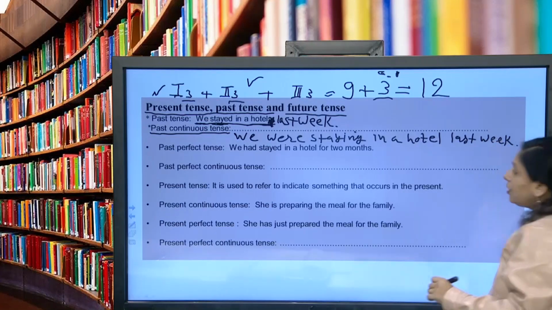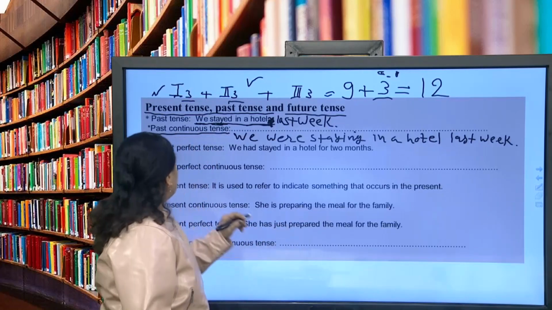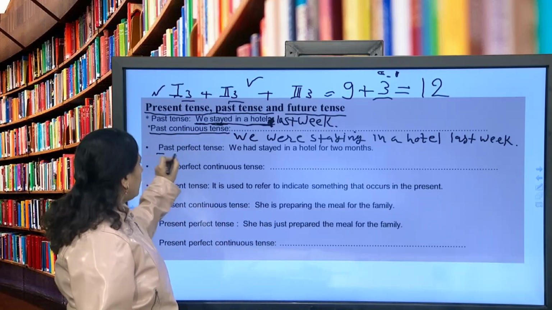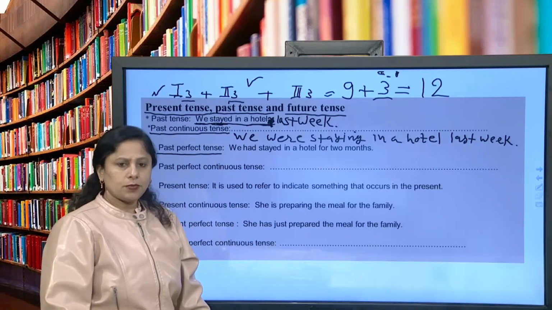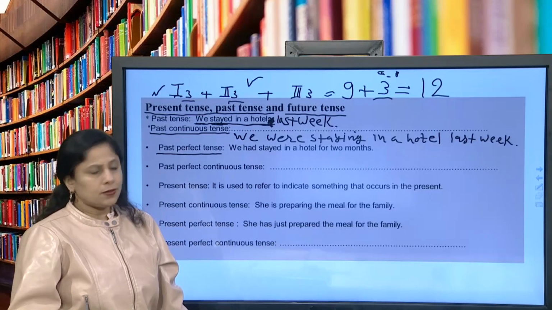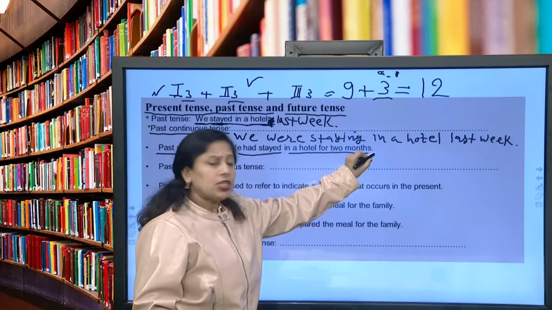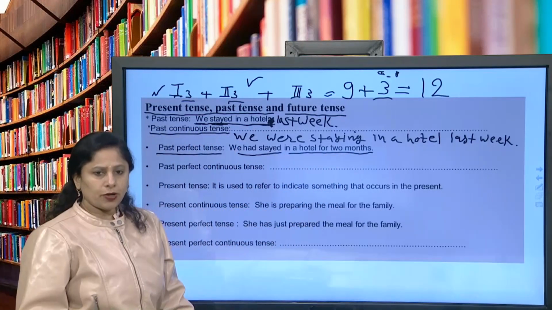We were staying in a hotel last week. Now past perfect tense, let us go for past perfect tense. We had stayed in a hotel for 2 months. Things which are already done and finished are presented in the past perfect tense.